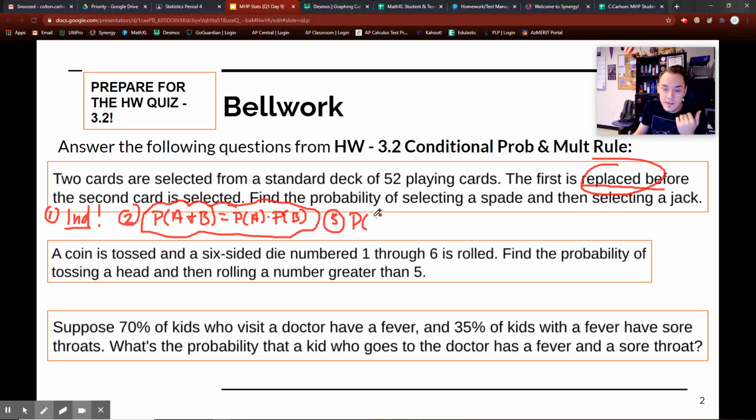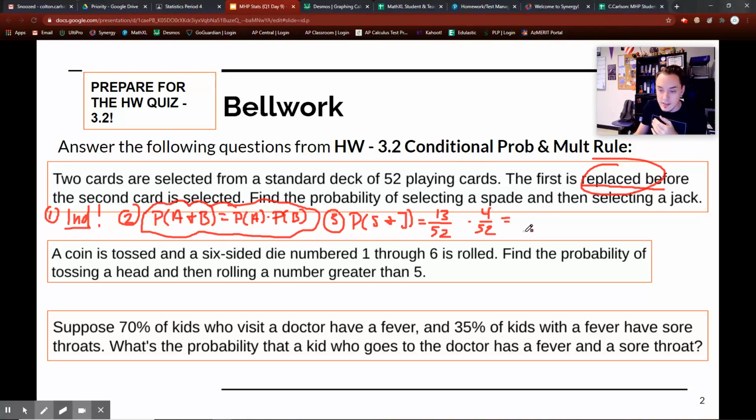Now the third step is to actually solve the formula. The probability of selecting a spade and then a jack. What's the probability of selecting a spade? It is going to be 13 out of 52. What's the probability of selecting a jack? There are actually 4 jacks, just like there are 4 kings and 4 queens in the deck, so 4 out of 52. Now notice I have the same total because I'm putting the card back. If it was without replacement and I put the card away, then it would be dependent, and I would change that total. But since I put the card back, the total stays the same.